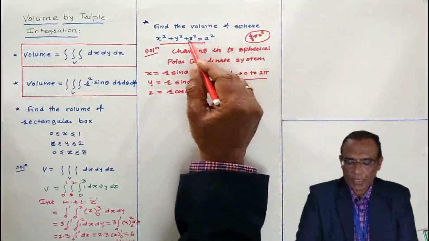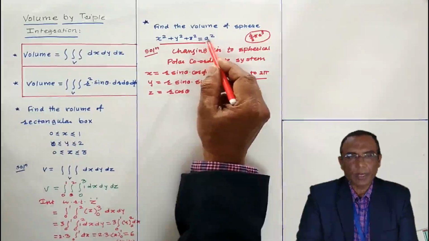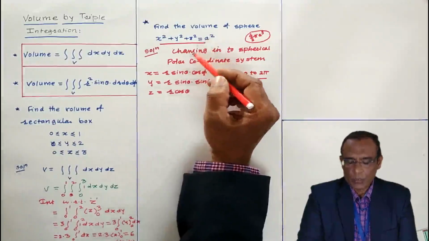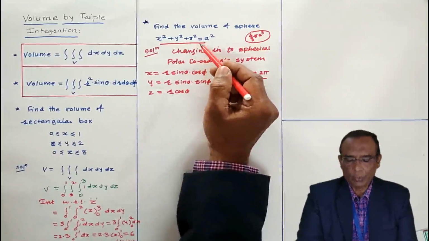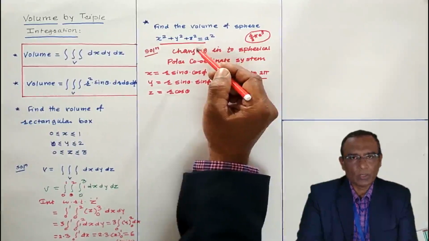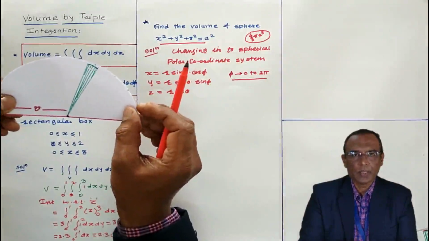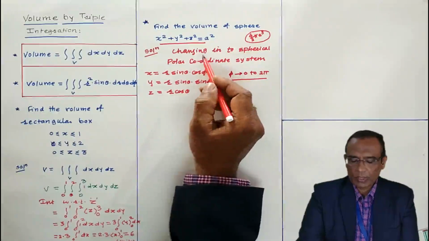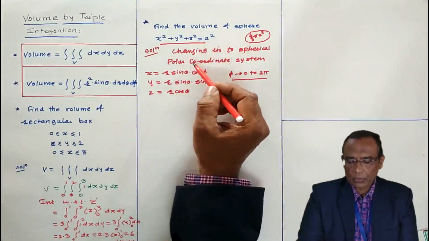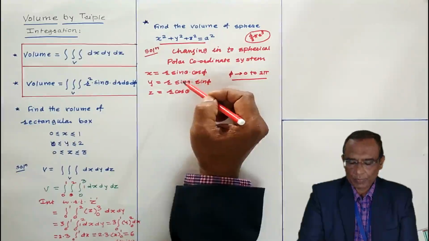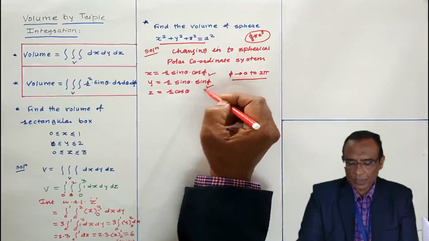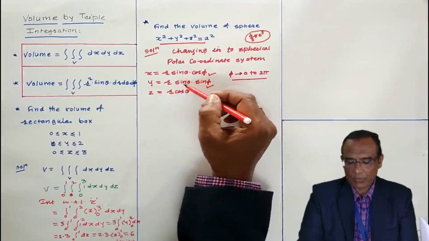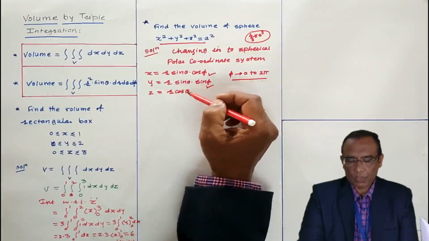I want the volume of the sphere and the equation of the sphere is given in Cartesian form, and I am going to change it into spherical polar. For the sake of integration only we are going to change it to spherical polar. You may consider the vertical section or horizontal section also in order to cover the volume, but here I am considering the semicircular region. In order to change Cartesian into the spherical polar system, these substitutions are convenient: x equals r sin theta cos phi, y equals r sin theta sin phi, z equals r cos theta.